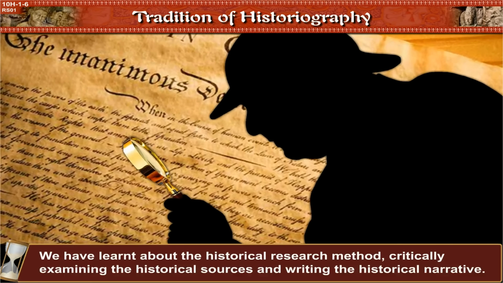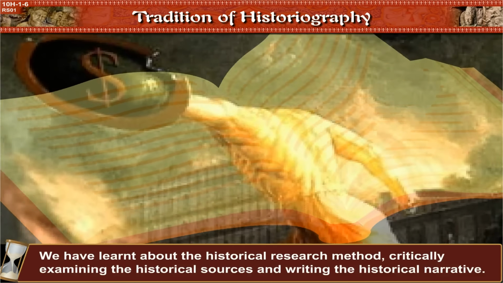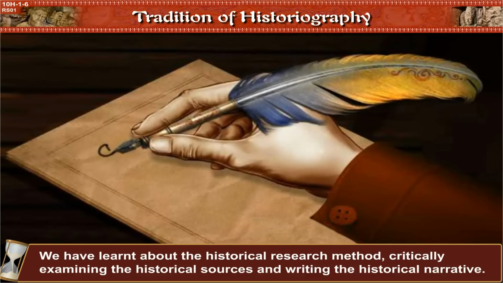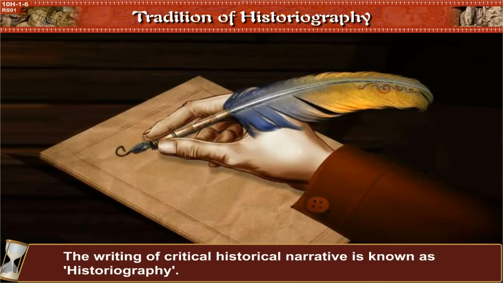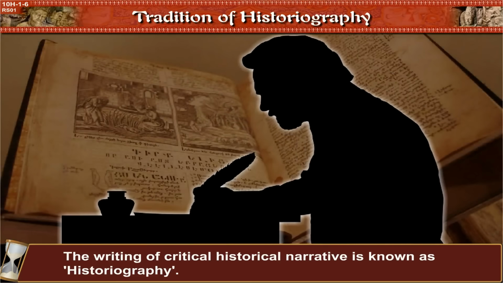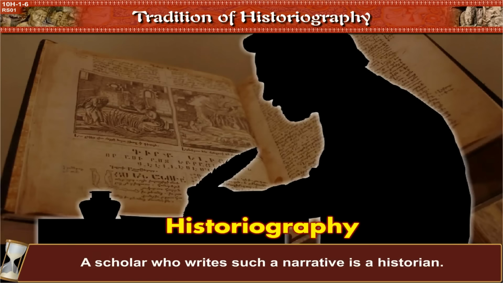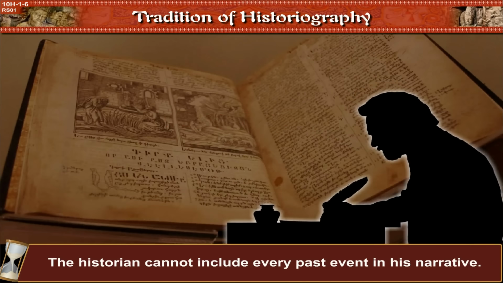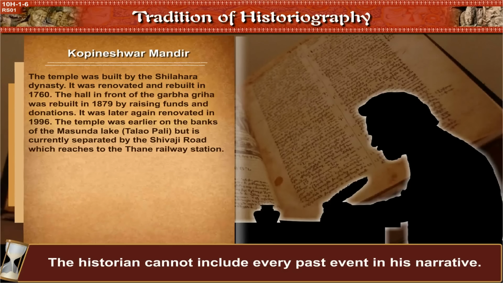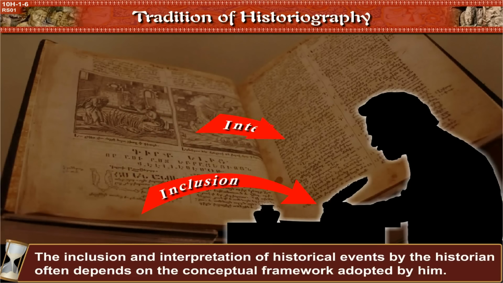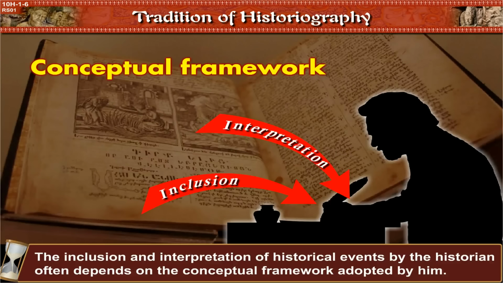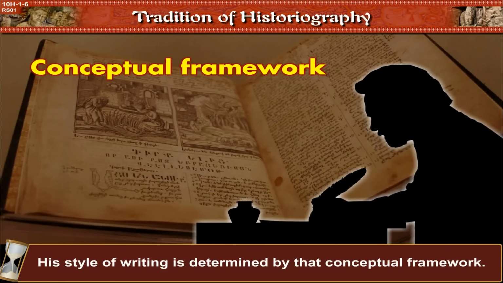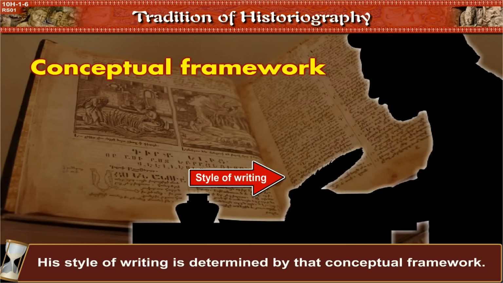Tradition of historiography. We have learnt about the historical research method, critically examining the historical sources and writing the historical narrative. The writing of critical historical narrative is known as historiography. A scholar who writes such a narrative is a historian. The historian cannot include every past event in his narrative. The inclusion and interpretation of historical events by the historian often depends on the conceptual framework adopted by him. His style of writing is determined by that conceptual framework.